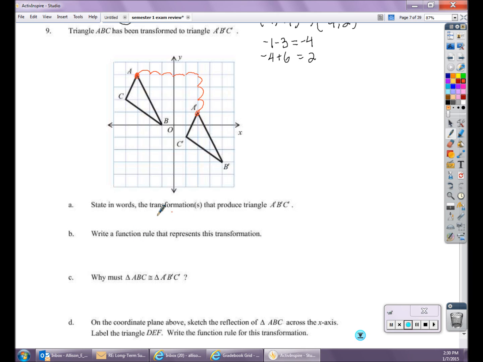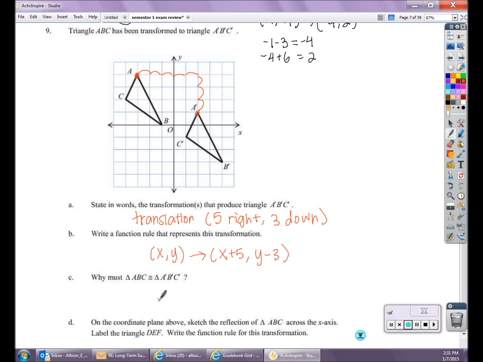So this is a translation. Specifically 5 right and 3 down. Okay, write a rule. So right and left deal with the x. So right is positive, and then down deals with the y, up and down is negative. So it's x plus 5, y minus 3.